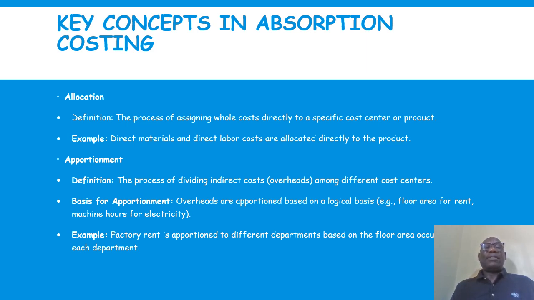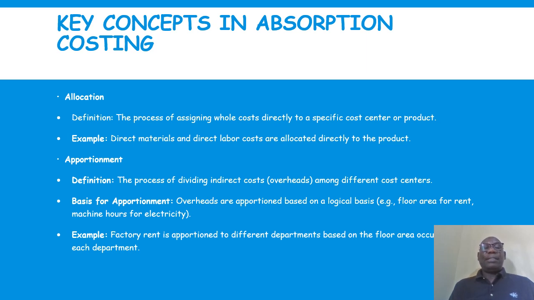Apportionment is the process of dividing indirect costs. In this regard, we are looking at overheads. So we are saying it's a process of how indirect costs can be divided amongst different cost centers. So when we are looking at apportionment, it is also important for us to look at the basis of apportionment, the basis upon which the sharing of these costs across different cost centers can be done.